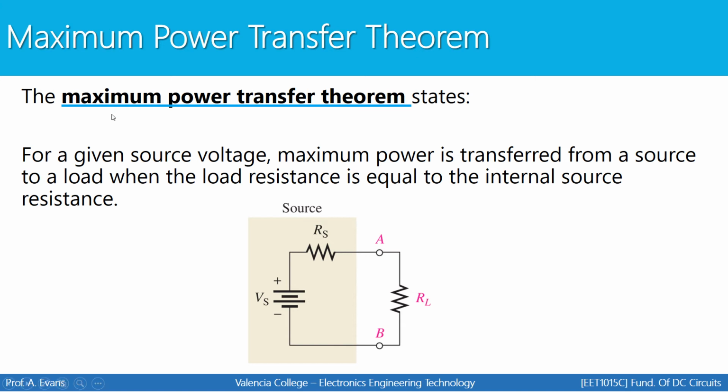So let's say that you have a DC power supply that has a certain amount of internal resistance. And then you'll connect some sort of load to that power supply, some sort of resistive load. When we think about the maximum power that will be delivered from the source to the load, that maximum amount of power will occur when the load and the source have the same amount of resistance. And we'll prove this by example.